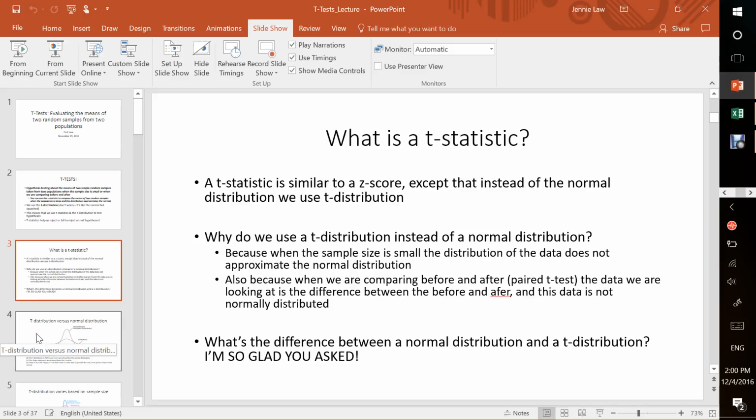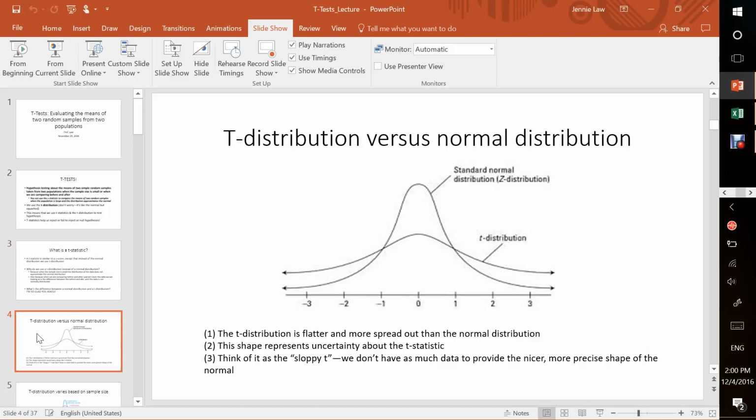So if we're actually thinking about what is the visual distinction between a standard normal distribution or a normal distribution and our t-distribution, you can see that the t-distribution is more squashed. We can see that we have fatter tails and that we have fewer observations that are concentrated in the center. So this shape really is indicating some uncertainty about the t-statistic. We'll call it a sloppier version of the normal distribution. We don't have as much data, which would provide us with a nicer and more precise shape.